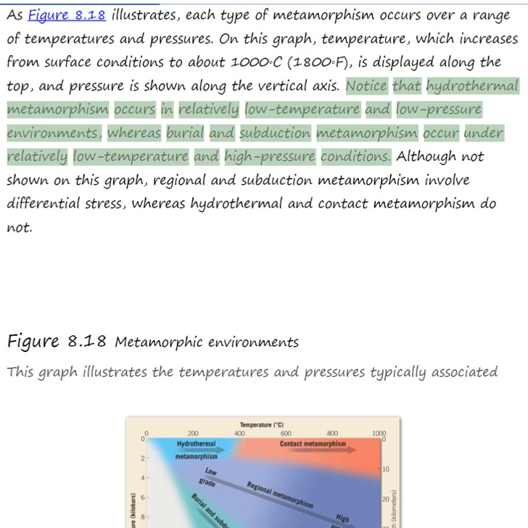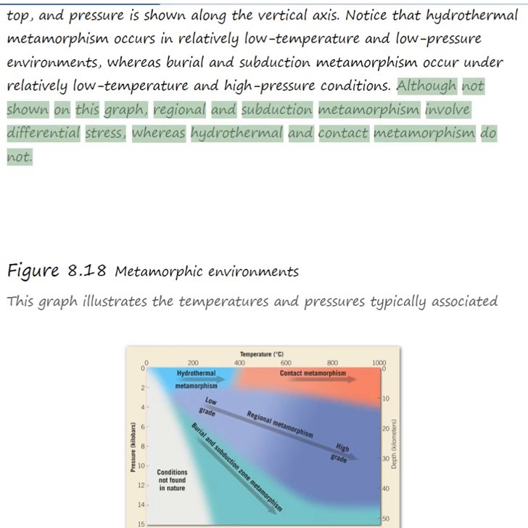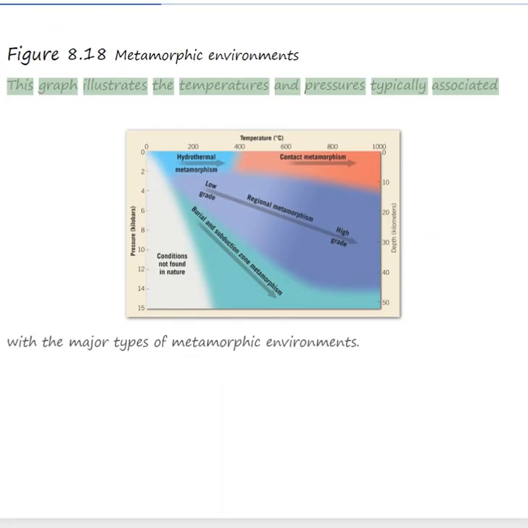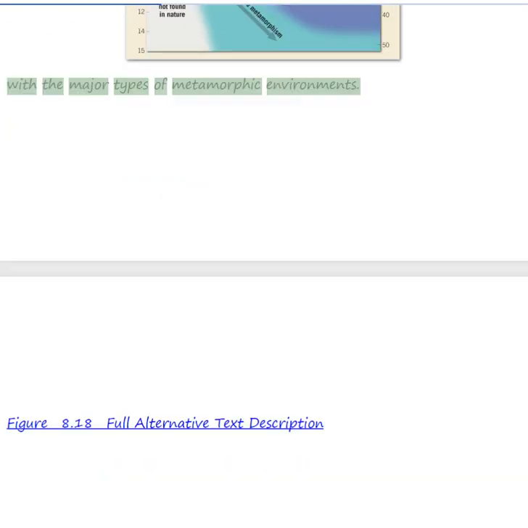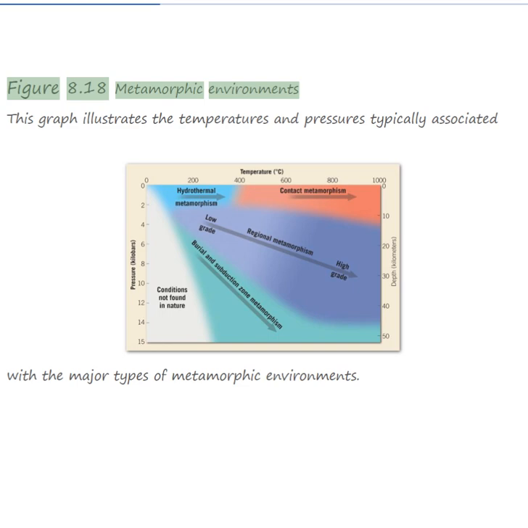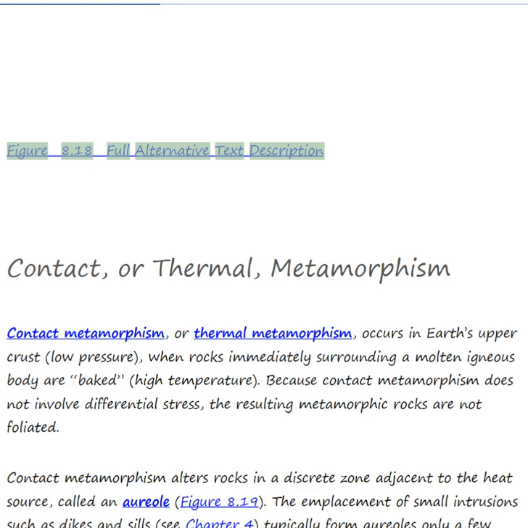Notice that hydrothermal metamorphism occurs in relatively low temperature and low pressure environments, whereas burial and subduction metamorphism occur under relatively low temperature and high pressure conditions. Although not shown on this graph, regional and subduction metamorphism involve differential stress, whereas hydrothermal and contact metamorphism do not. This graph illustrates the temperatures and pressures typically associated with the major types of metamorphic environments. Figure 8.18 Metamorphic environments. Figure 8.18 Full alternative text description.